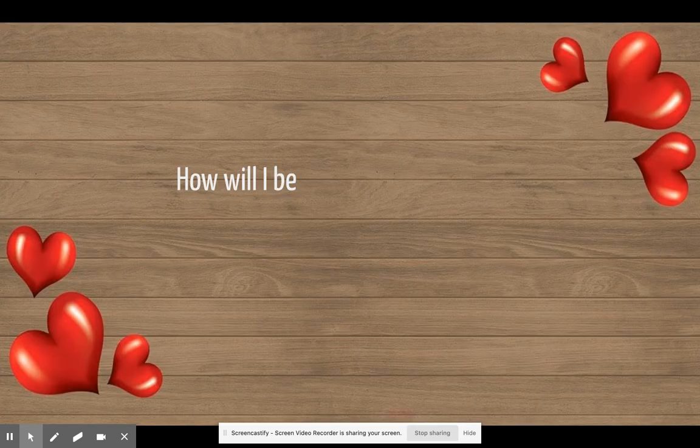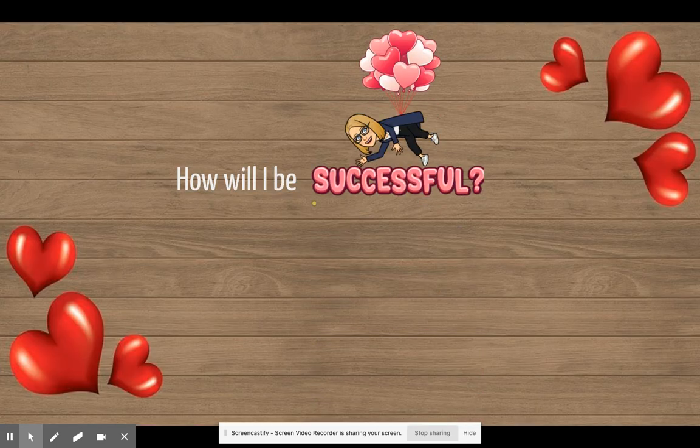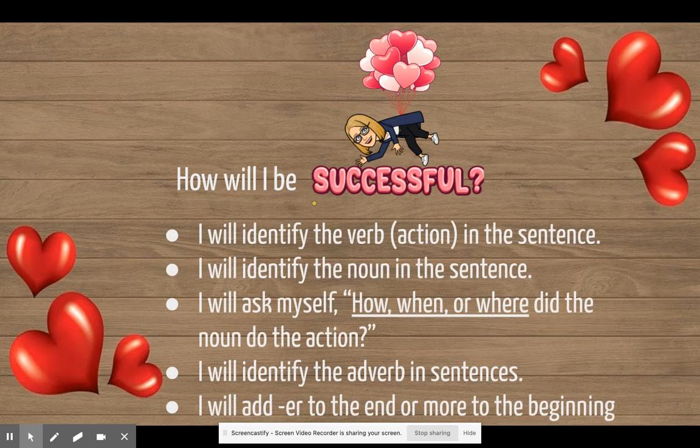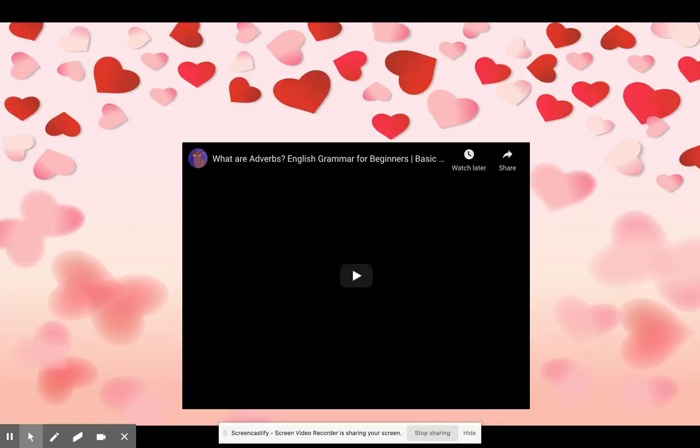So how will I be successful? I will identify the verb, the action in the sentence. I will identify the noun in the sentence. I will ask myself how, when, or where did the noun do the action. Then I will identify the adverb in the sentence. And finally, I will add -er to the end or more to the beginning of the adverbs.